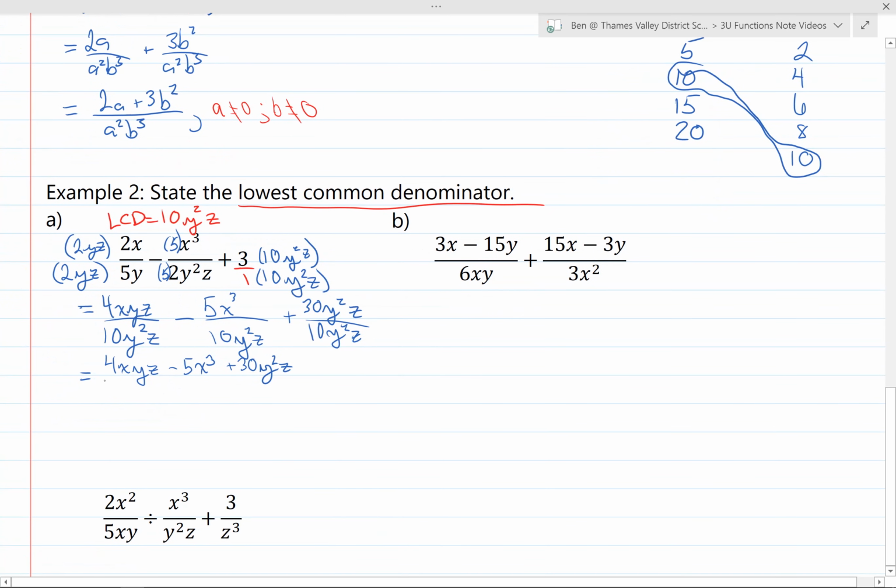All divided by 10y squared z. Now, nice and easily here, I can try and factor. We actually don't have any common factors in my numerator. It's none of the patterns that I'm used to seeing, so I need to leave that as is.